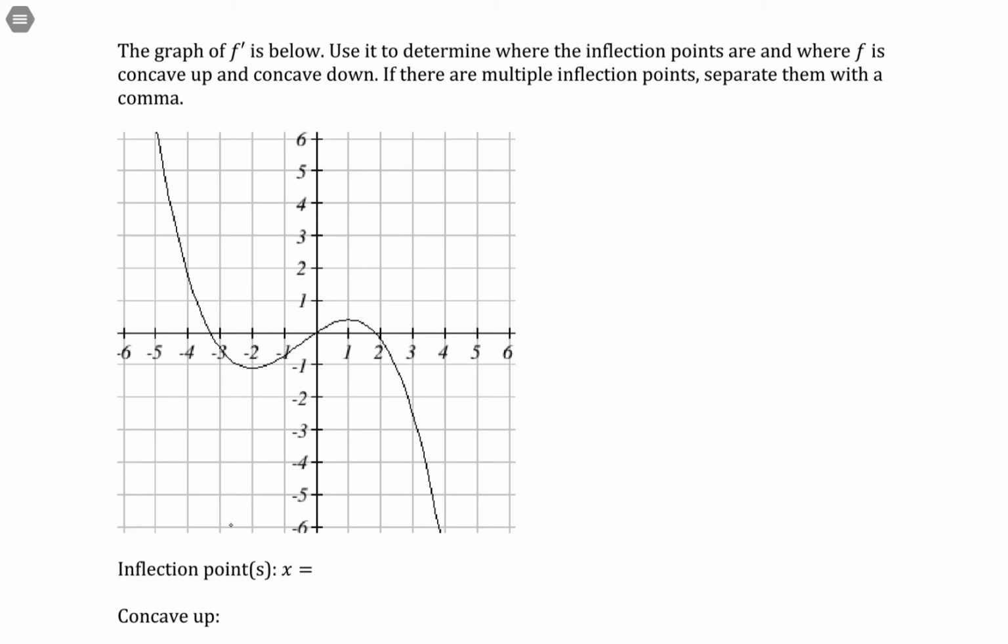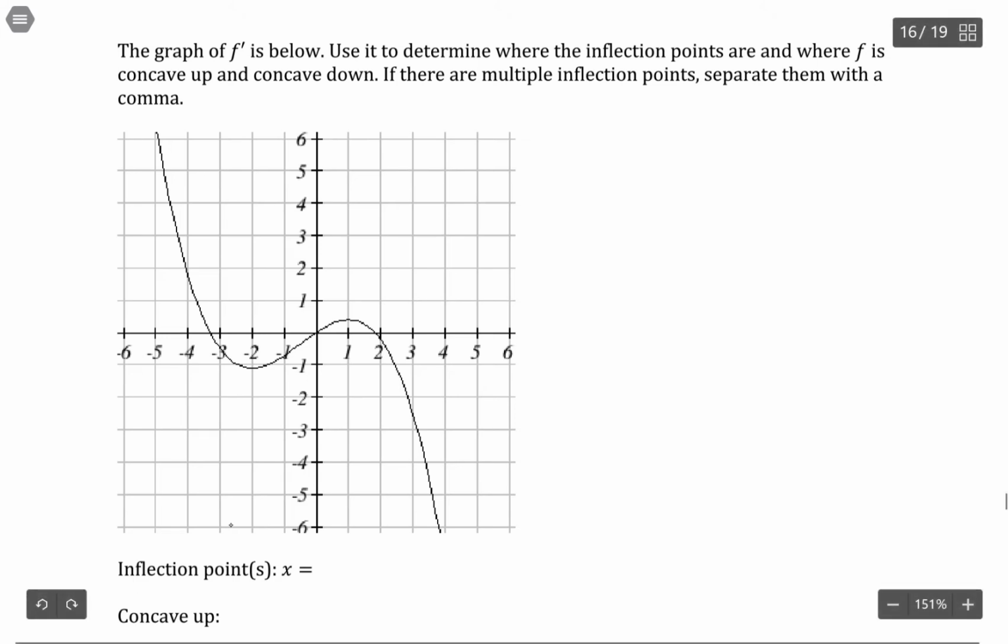The graph of f prime is below. Use it to determine where the inflection points are and where f is concave up and concave down. If there are multiple inflection points, separate them with a comma.